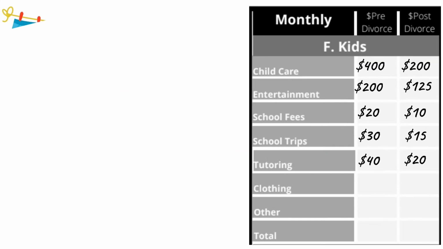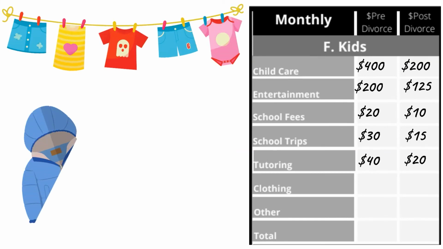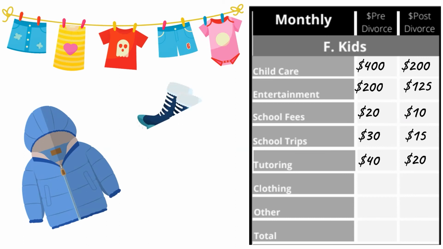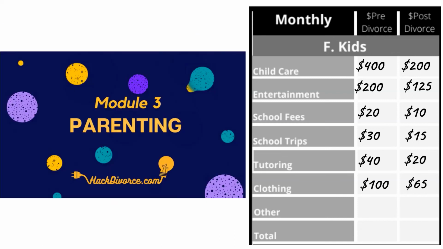Finally, clothing for the kids depends on your situation. Of course, your children need clothes no matter what. How these expenses are taken care of usually depends on your residency arrangement. So, child support may be expected to cover a portion of this category if the children live primarily with one parent, or it may be a shared expense if the kids spend time equally between parents. Again, I'll address this more fully in the parenting module, but you can take a good guess at what this might look like for now.